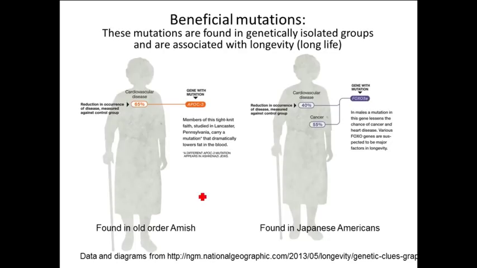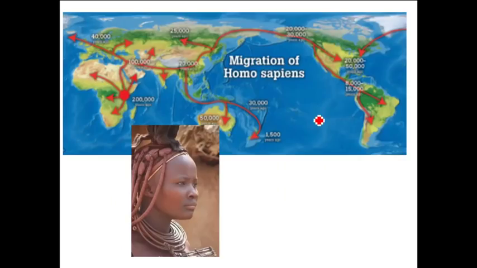Okay, old order Amish people, many of them carry this genetic mutation that confers resistance to cardiovascular disease, and then many Japanese Americans also carry a different mutation that confers cardiovascular disease resistance and cancer resistance. Okay, and then here's another interesting case, talking about humans, which are Homo sapiens, and their skin and eye color. Okay, so to start off our discussion, just a reminder that humans evolved in Africa.